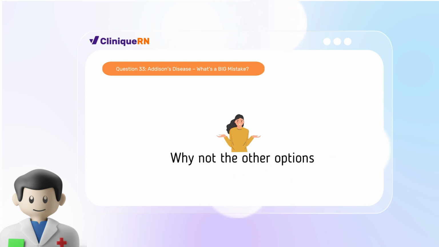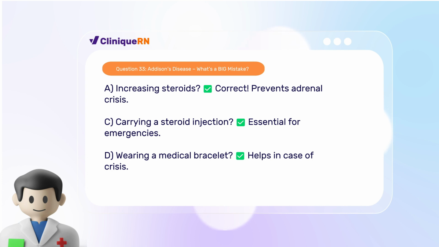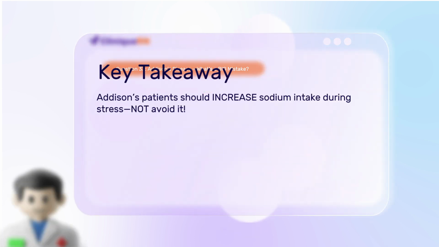Why not the other choices? A. Increasing steroids? Correct. Prevents adrenal crisis. C. Carrying a steroid injection? Essential for emergencies. D. Wearing a medical bracelet? Helps in case of crisis. Key takeaway: Addison's patients should increase sodium intake during stress, not avoid it.